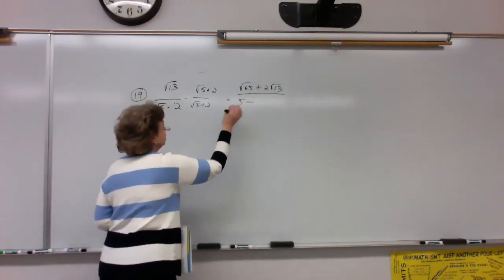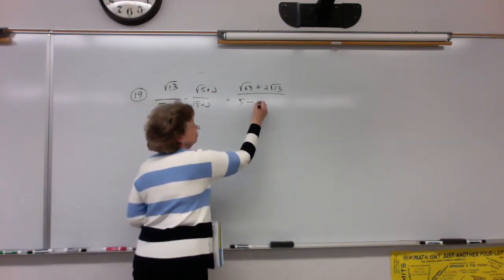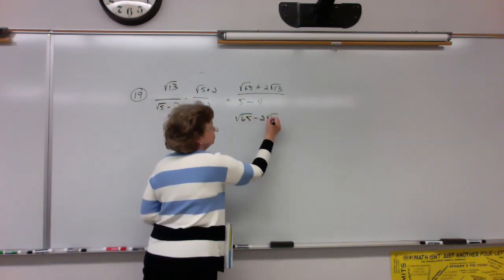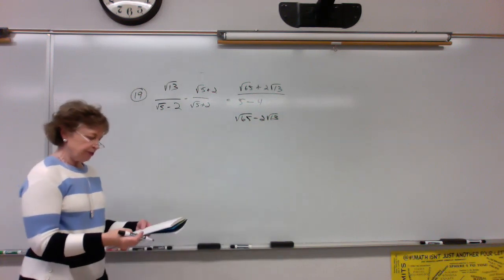It's going to be subtracting, and we're minus squaring the second term, so 2 times 2 is 4. So this is over 1. I'm going to have the square root of 65 minus 2 root 13 for my final answer. It doesn't simplify any further.